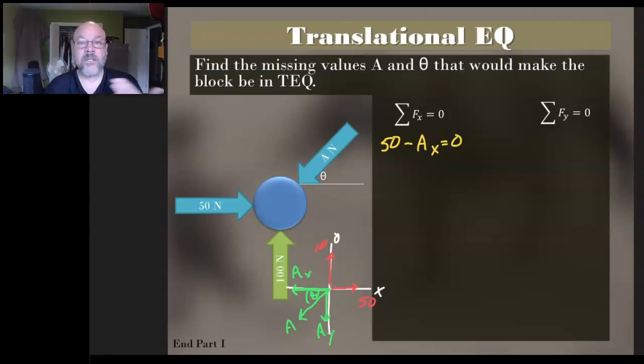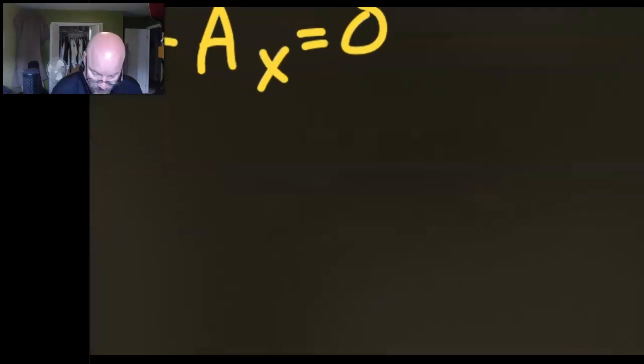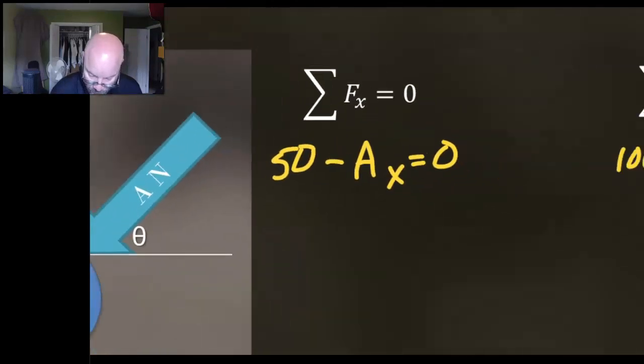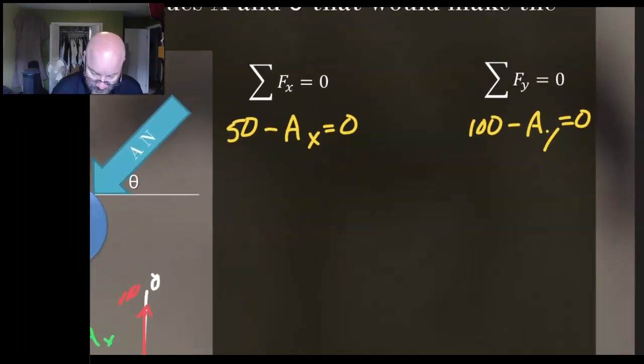Then we're going to do the same thing with the y components. I've got 100 up, so we put it in there as positive. And then AY is down, so it goes in there as a negative number, just like that. Wow, how about that? That is not what I intended to do.